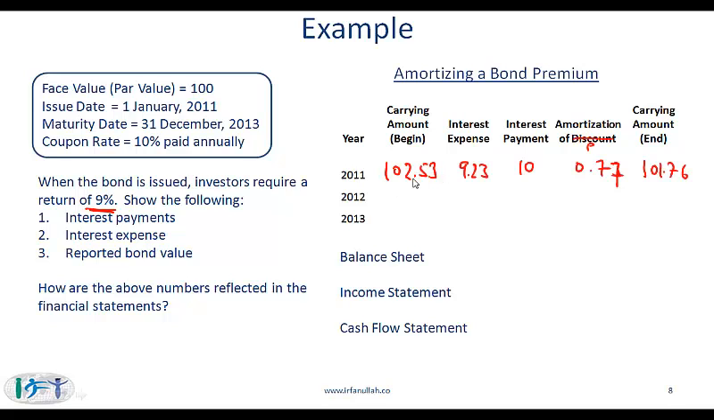So the initial carrying amount is 102.53. Interest expense 9.23 is based on 9%, which is coming from here, of the initial carrying amount. Interest payment is 10. Amortization of premium 0.77, that's 10 minus this number, and then the carrying amount 101.76, that is the initial carrying amount minus 0.77. And you can do the same for the remaining years. We've already talked about the treatment on the financial statements, and I will post the Excel file on our Google group.